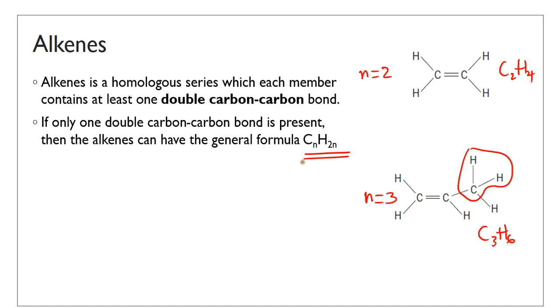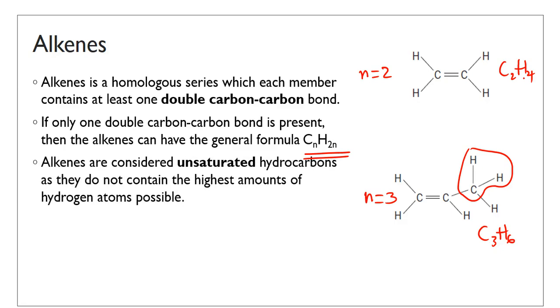So if I remember the general formula, I should be able to work out how many hydrogen atoms I need if I know it's an alkene fairly quickly. So the number of hydrogen atoms will be double the number of carbon atoms, and that really helps. So you don't have to draw it out. If I have like 7 carbon atoms, you'd have to draw it out and count. Anyway, alkenes are considered unsaturated hydrocarbons because they don't contain the highest amount of hydrogen atoms possible, because alkanes contain the highest amount possible.